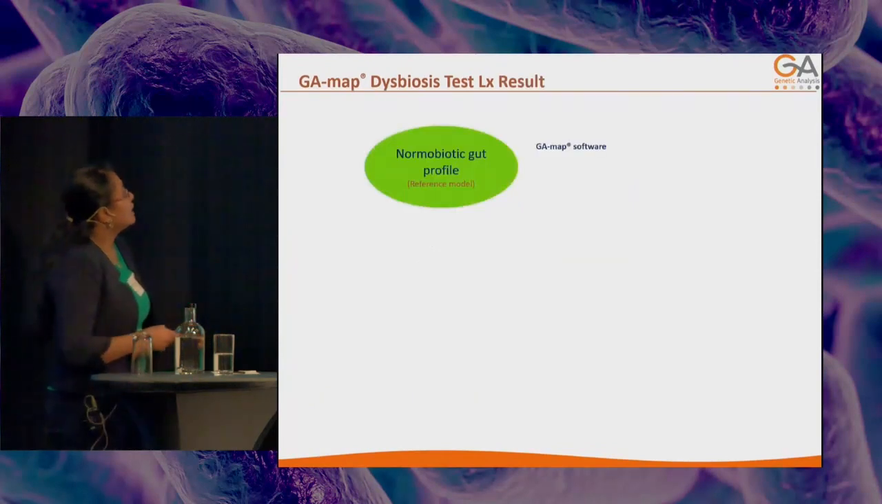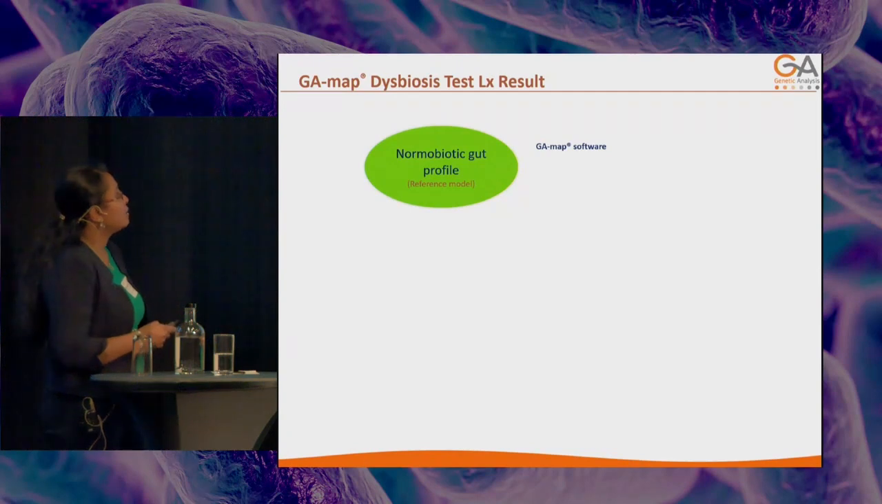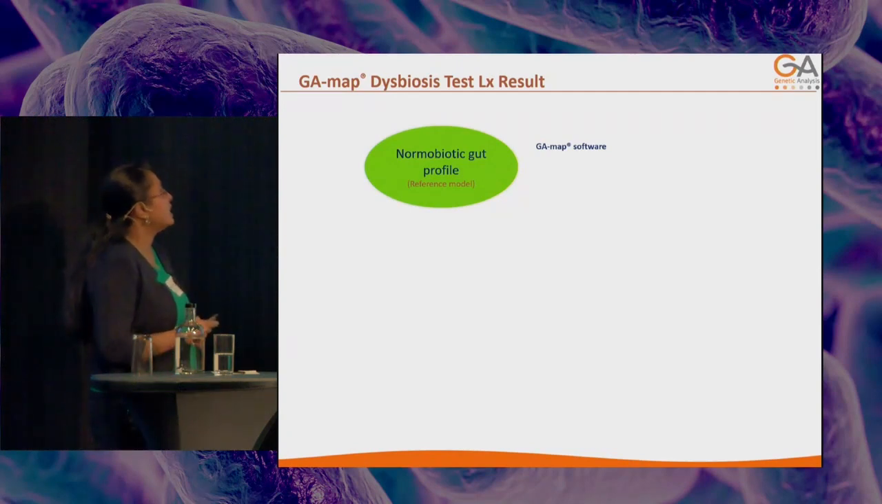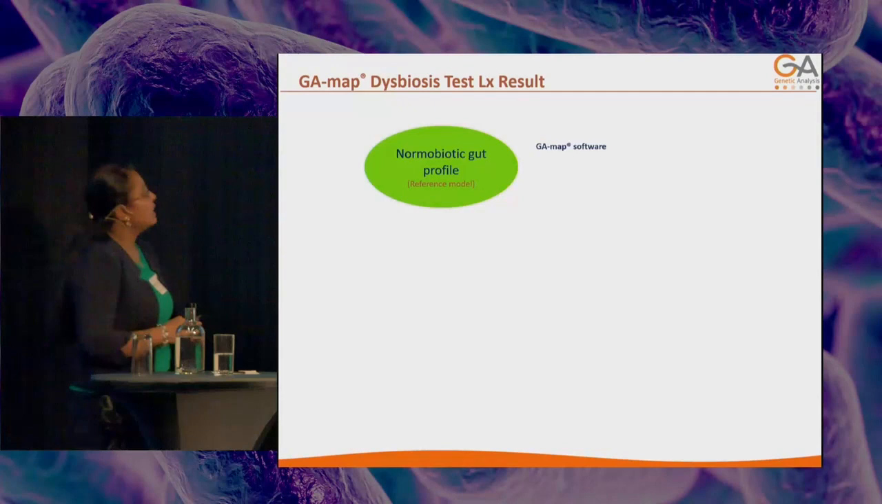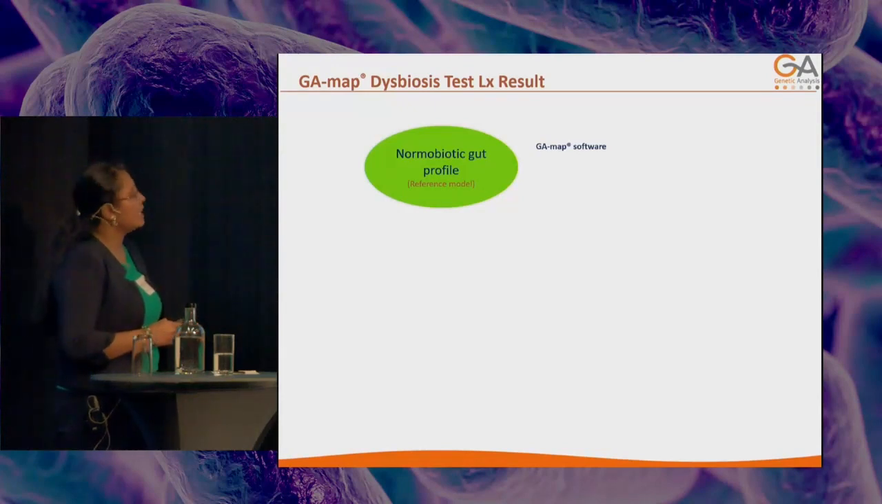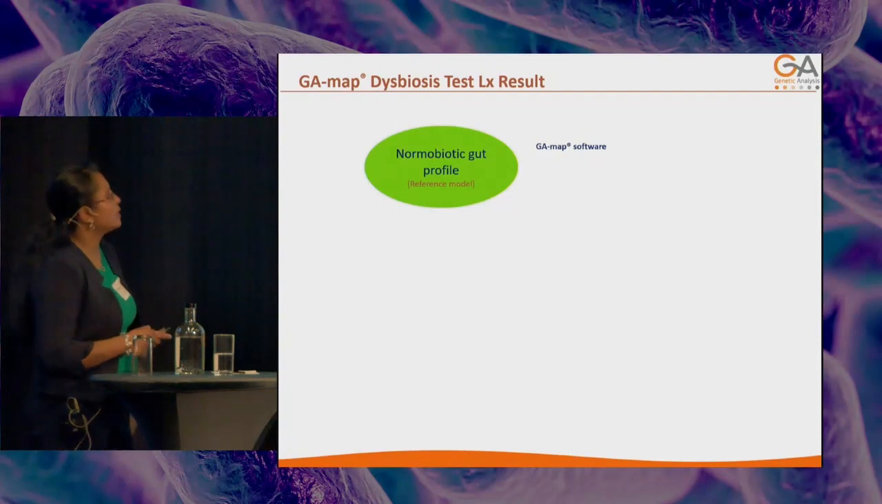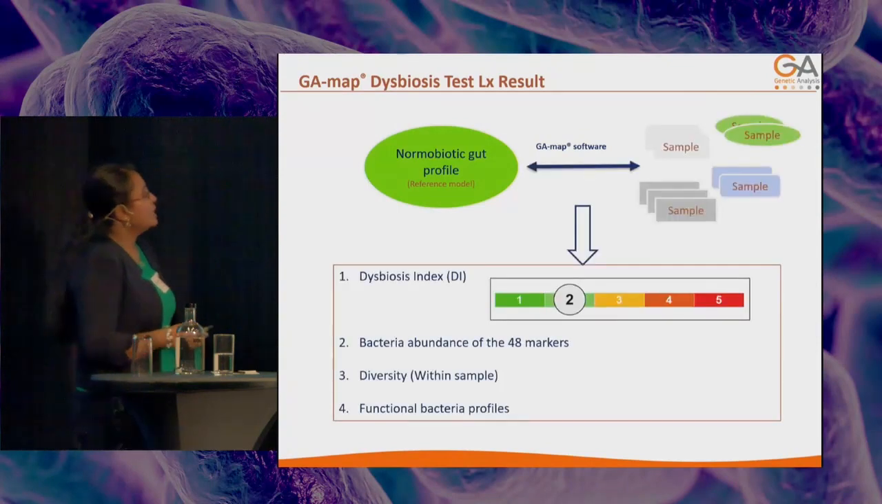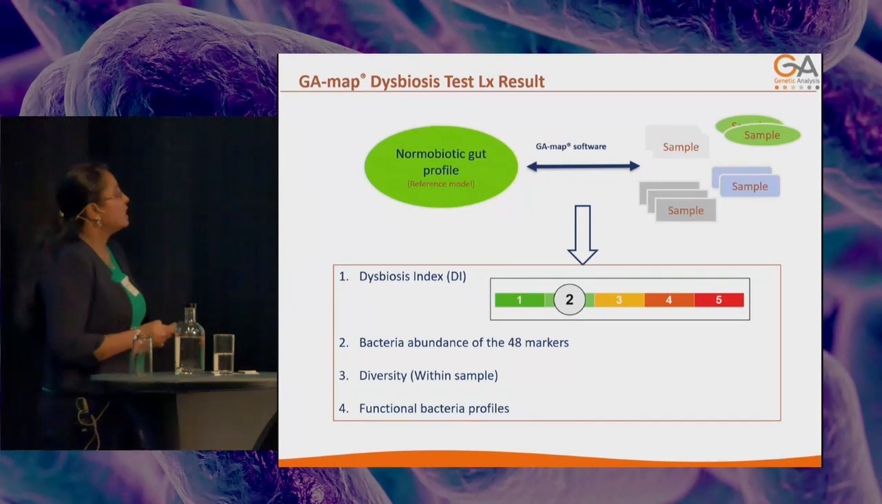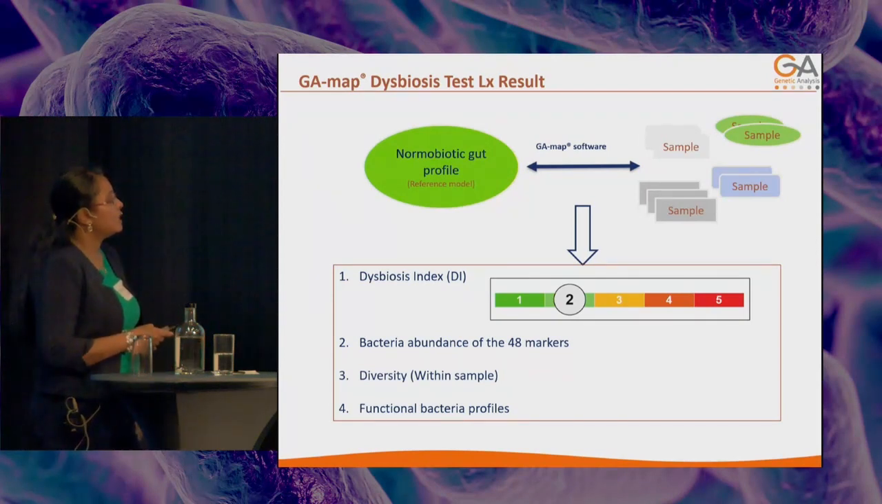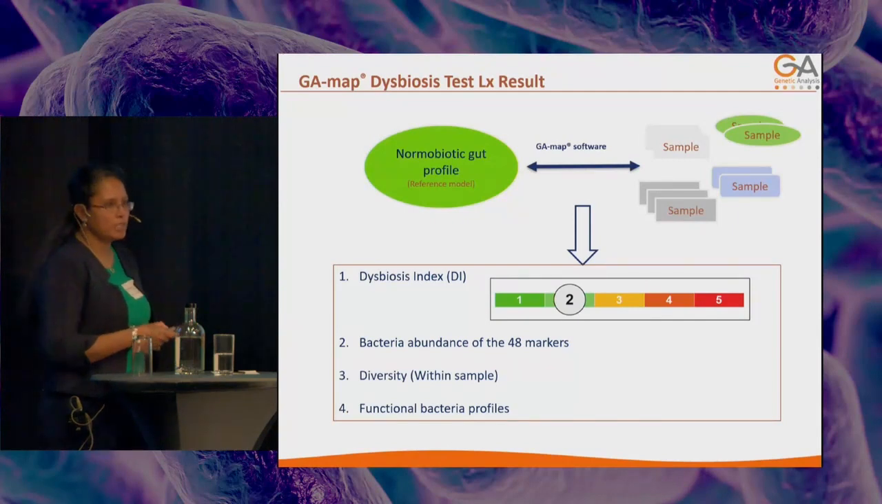A little bit about our reference model. We have developed a reference model that's a normobiotic or healthy gut profile model. This model has been tested and validated for its ability to differentiate between a healthy gut and a dysbiotic gut. When a sample is fed into the software, it algorithmically compares the abundance of the sample to the reference model, and a simple and easy to interpret report is generated.